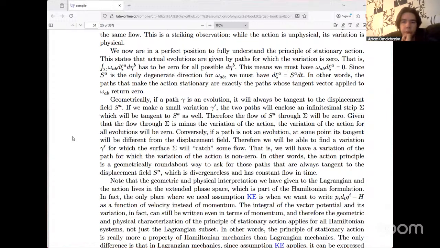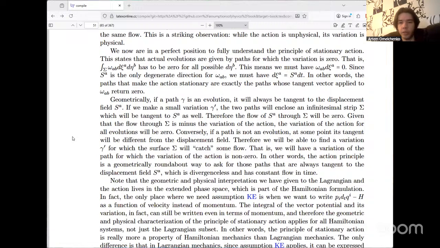Geometrically, if a path gamma is an evolution, it will always be tangent to the displacement field Si. If we make a small variation gamma prime, the two paths will enclose an infinitesimal strip sigma, which will be tangent to Si as well. Therefore, the flow of Si through sigma will be zero. Given that the flow through sigma is minus the variation of the action, the variation of the action for all evolutions will be 0.